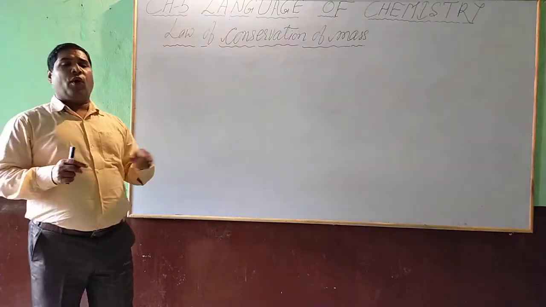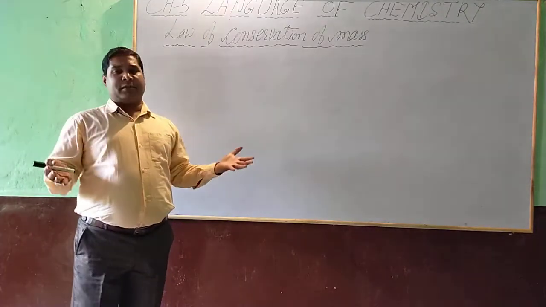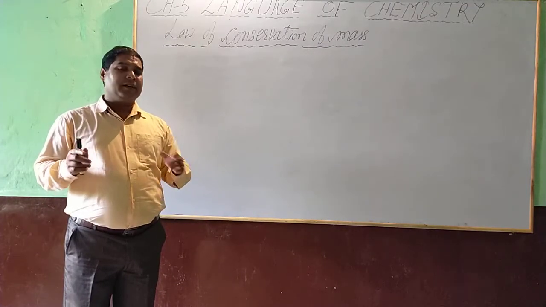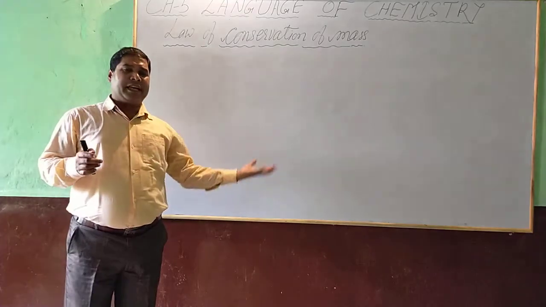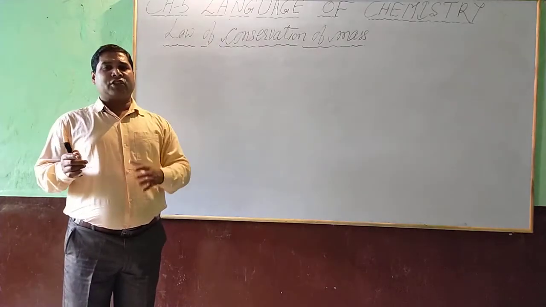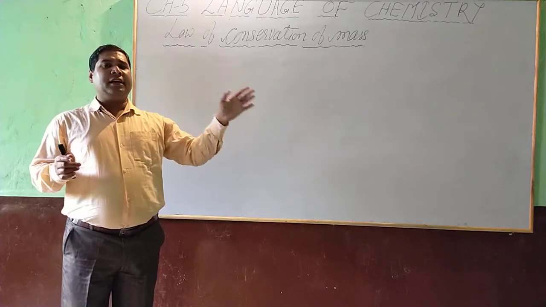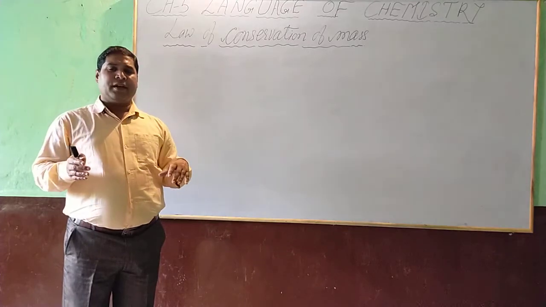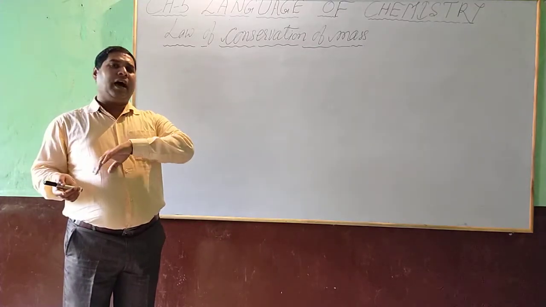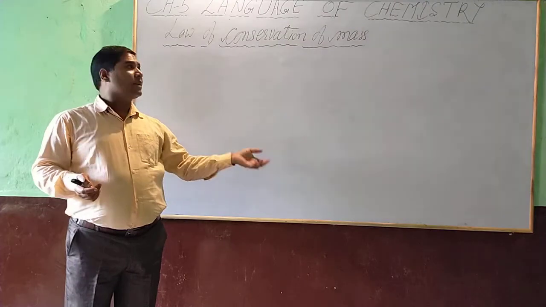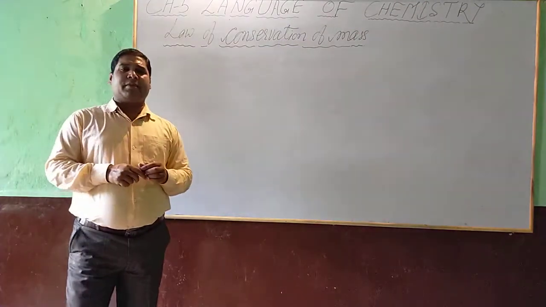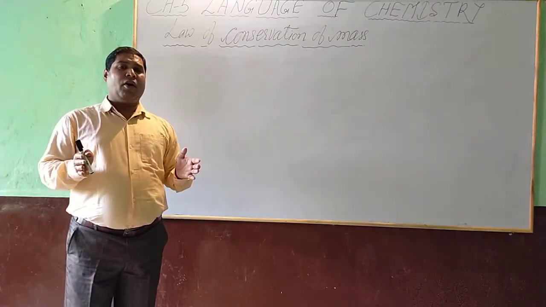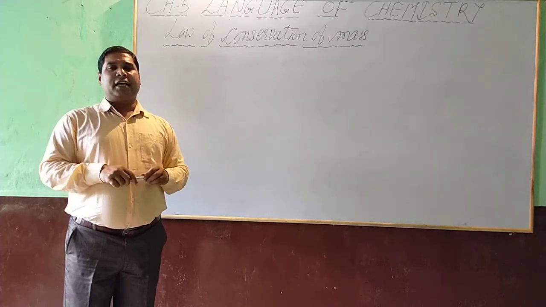Let us see what you mean by law of conservation of mass. Law of conservation of mass means mass can neither be created nor be destroyed in any chemical reaction. Mass always remains the same before the reaction and after the reaction. This law can be proved by calculating the mass number of a particular chemical equation.